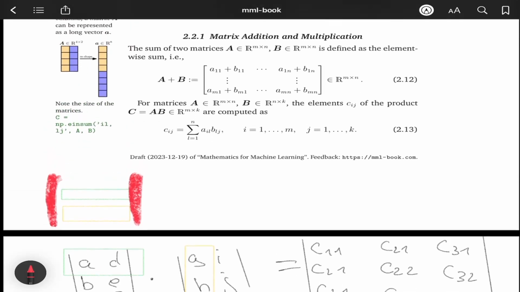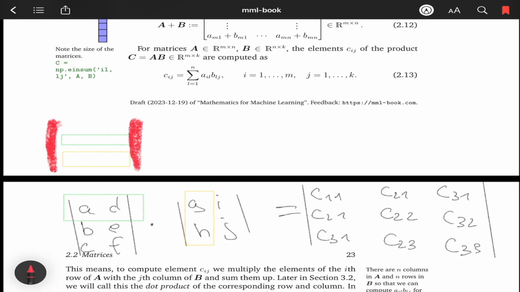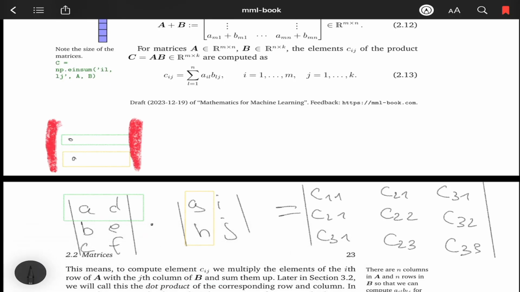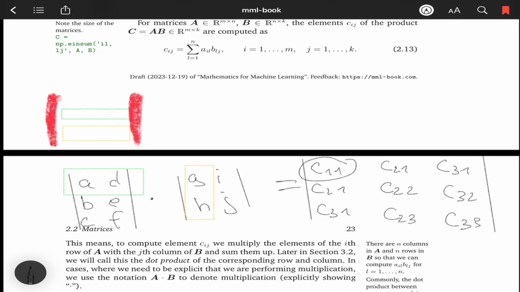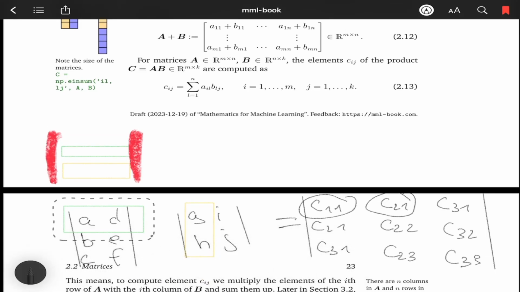Ah, that's why they put an L here, I think. But the important part is they have the same length. So what you can do is you can do this part and this part, and that part and that part. So this would be the first part, the C11. And now if we are moving to C21, what would change? One thing that would change is that the green one would move one down, but the yellow one would not. And this is basically a new combination, right?